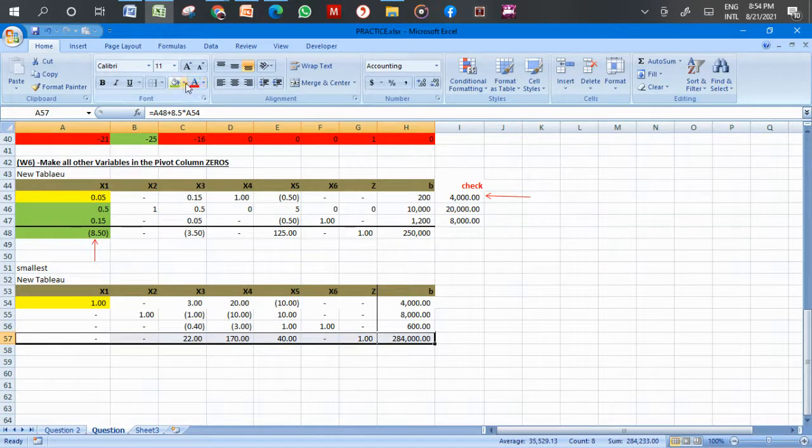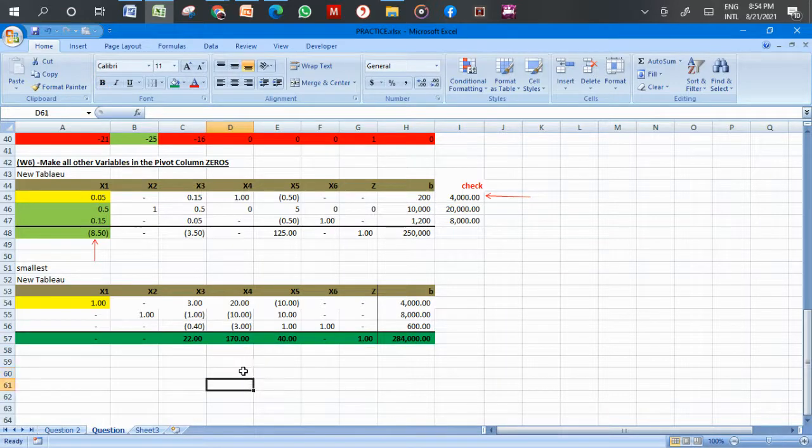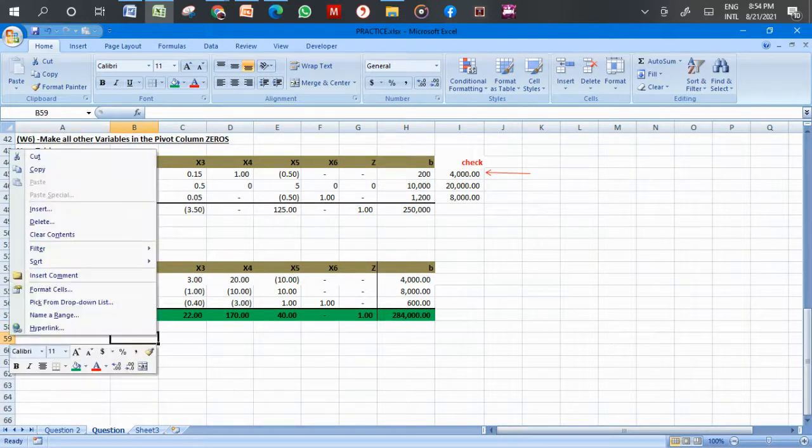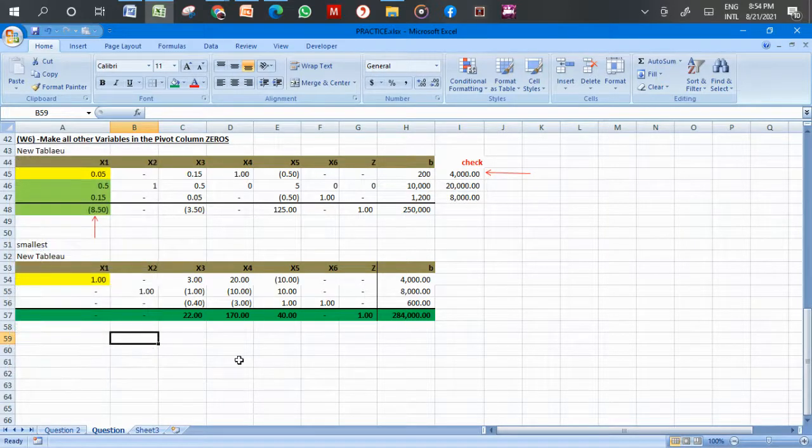Let me just indicate the last row in green and bold. As you can see, here we have 0, 0, here we have 22, here we have 170. We no longer have a negative here. So as long as we no longer have a negative on the last row, then we have reached the optimal solution. So the question is, how do you interpret this? You saw the calculations, but how do you interpret them?